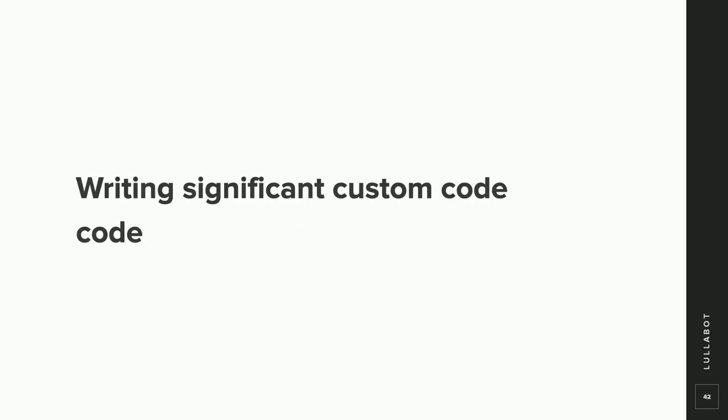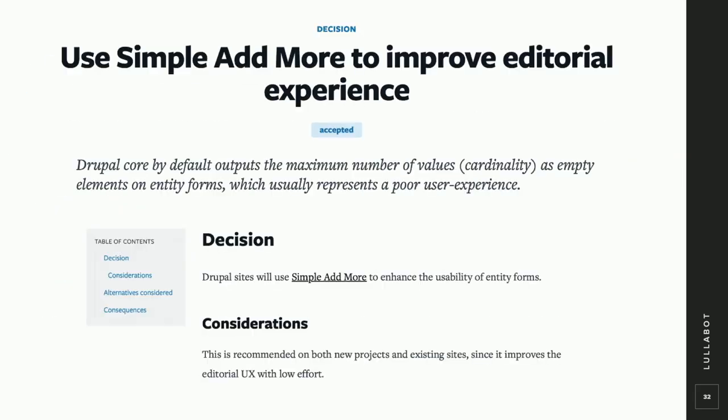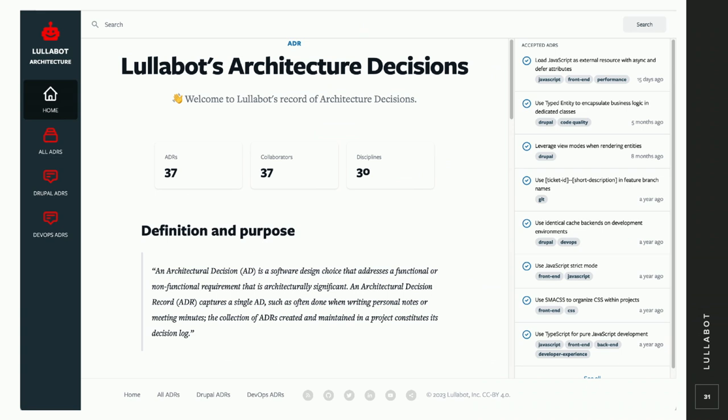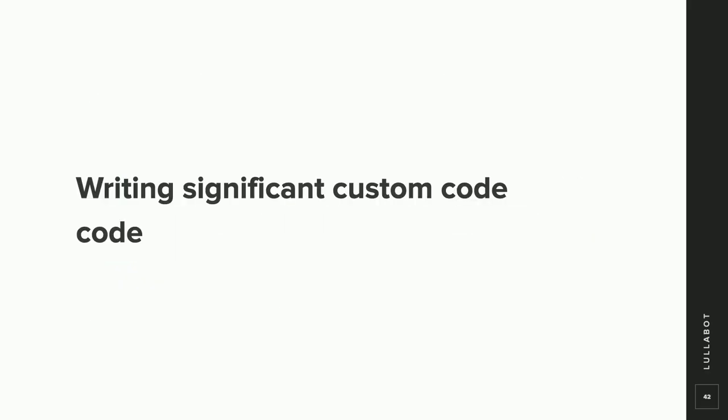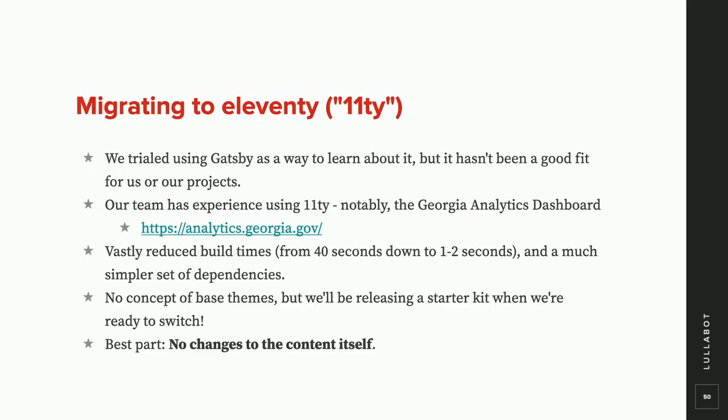Yeah, go back a little. Okay, so this site is written in Gatsby, and there is a public theme that you can use to take ADRs and generate your own website. It's a base theme, I think, is what they call it in Gatsby, and it works well enough. But we're actually working on rewriting that in 11ty right now. We've used this as an opportunity to trial Gatsby, see how it worked, and the truth was it wasn't really a great fit for us or our projects, and our team's been using 11ty more.